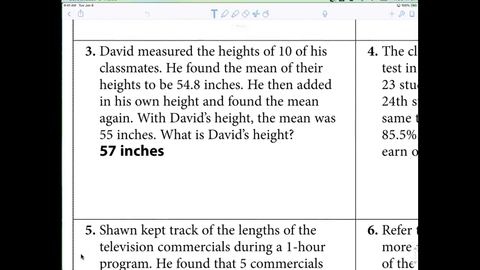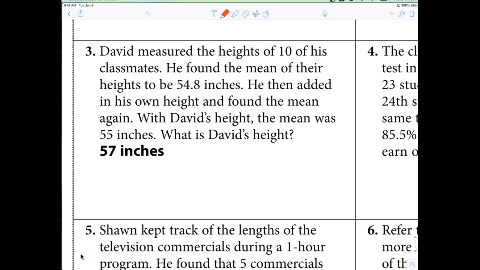All right. It says that David measured the heights of 10 of his classmates. He found that the average was 54.8. He then added his own height and found the average again. With David's height, the average was 55 inches. Now look, this is on most standardized tests, so I'm really glad you asked me about that.